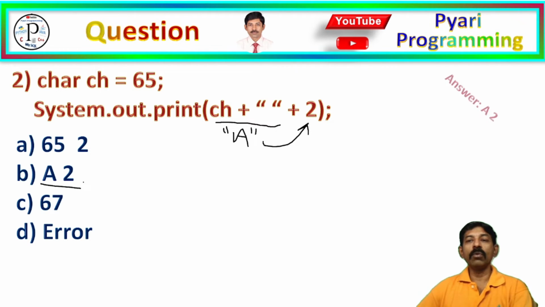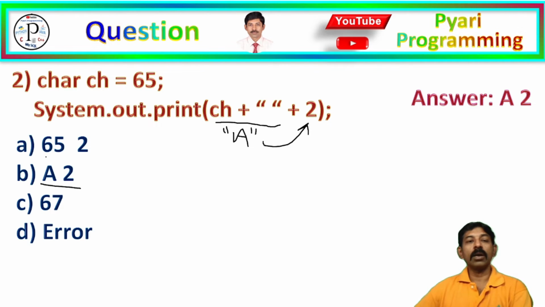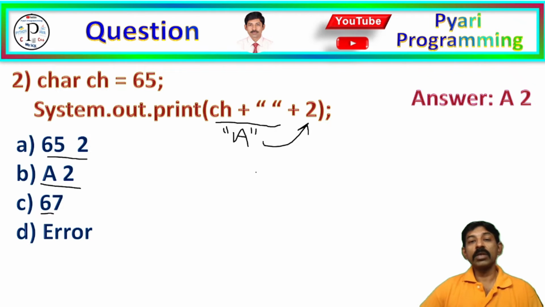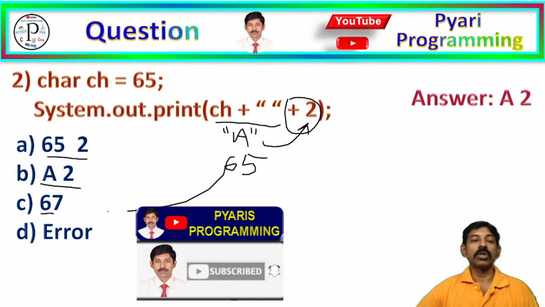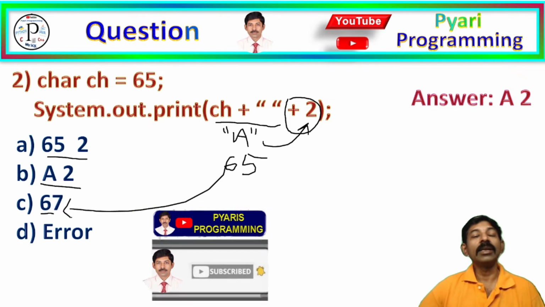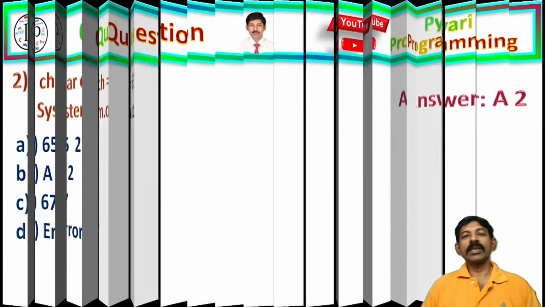In order to confuse you, they have given 65 and 2 and 67 also as options. Few students, after concatenating, think that it is added with the 2, so they convert it into its ASCII value 65, and obviously their answer will be 67, which is wrong. So be careful while selecting an option. Now let's check the next question.